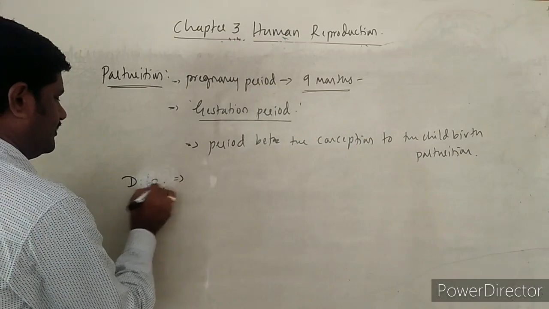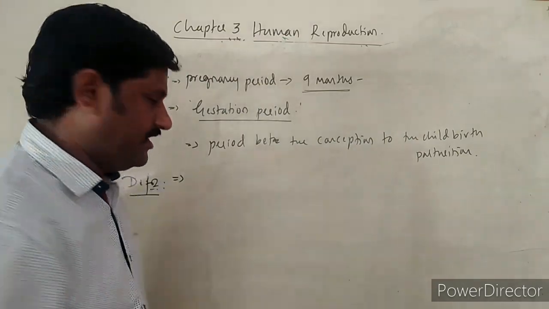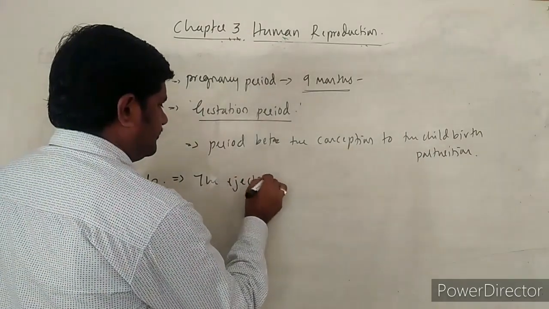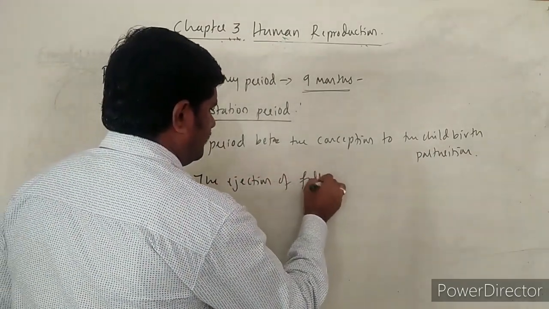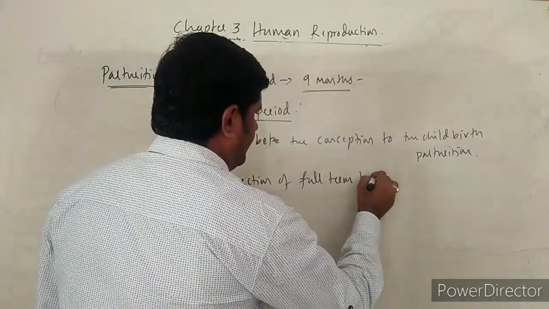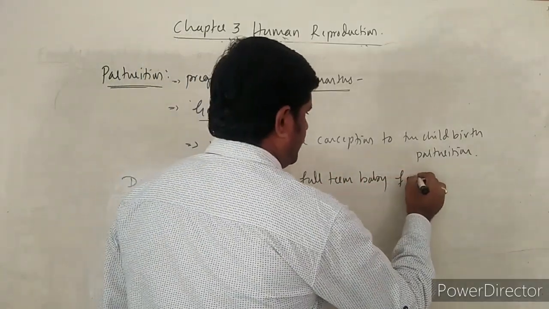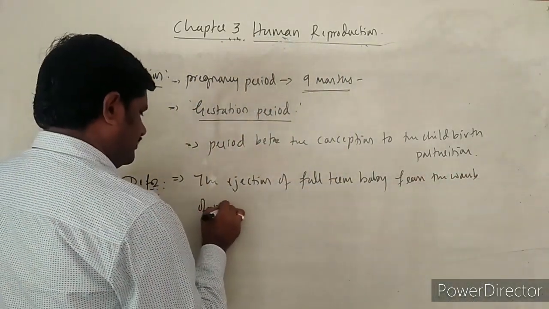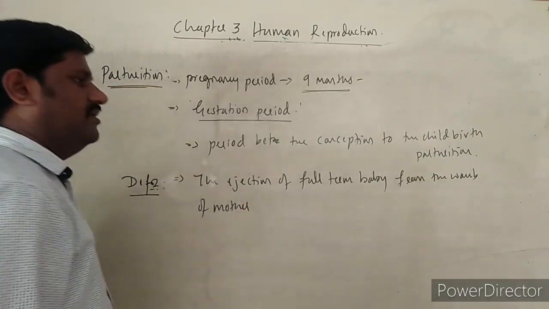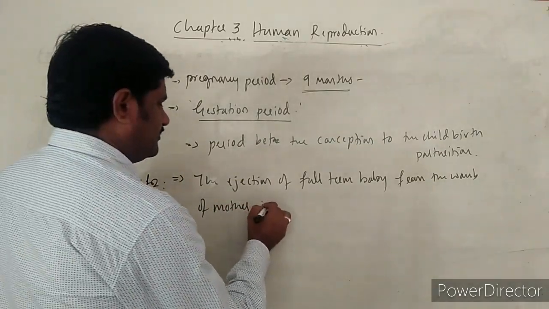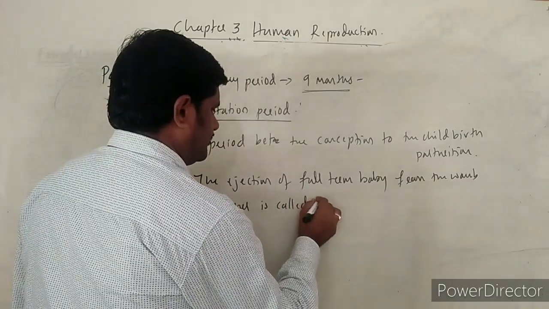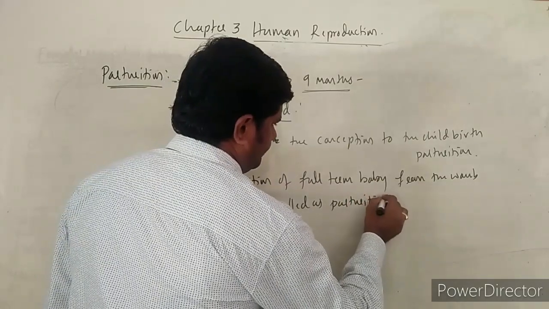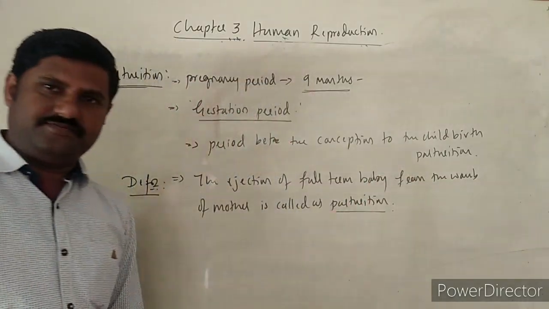Definition for parturition. See here, what happens over here is the ejection of the full-term baby from the womb of the mother is called parturition. Is called parturition, right?